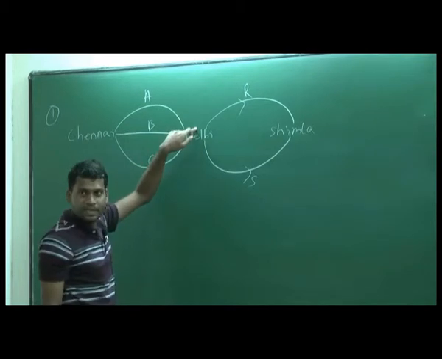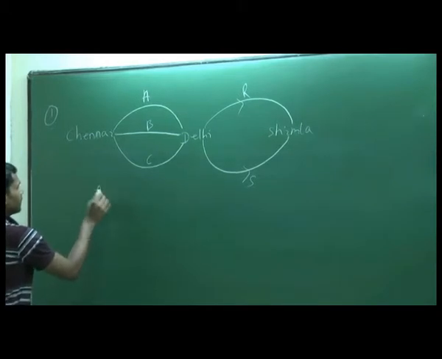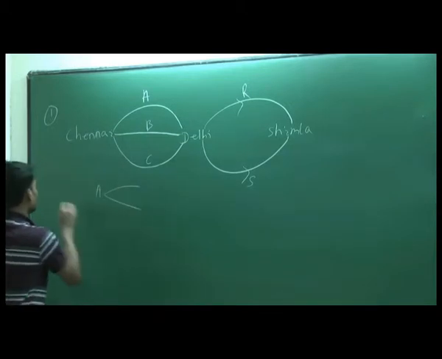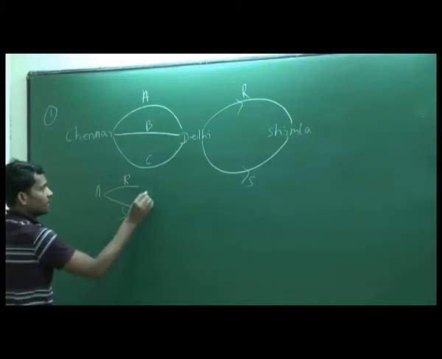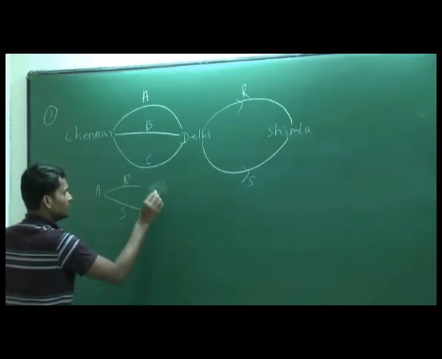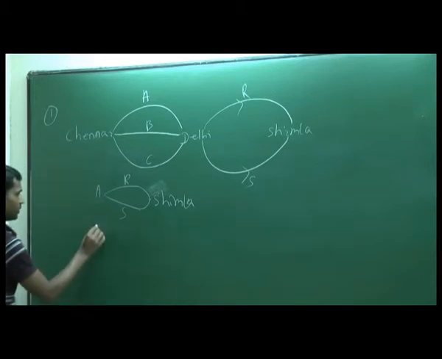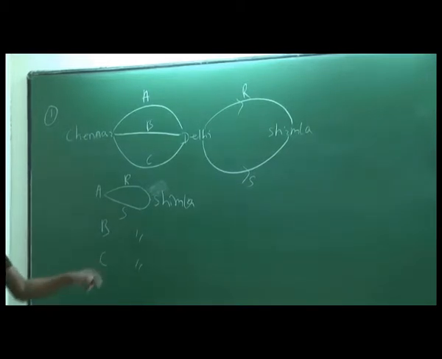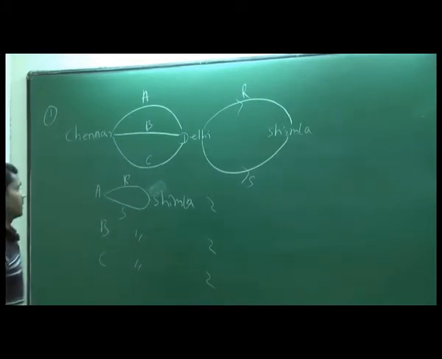If you go by train A, we come to Delhi. Here we have how many choices to go on? Two choices. If you start from Chennai to Delhi by train A, then to reach Simla we have 2 choices, R and S. If we go by B also, we have 2 choices. By C, we have 2 choices. So 2, 2, 2. How many ways in total? 6 ways, right?